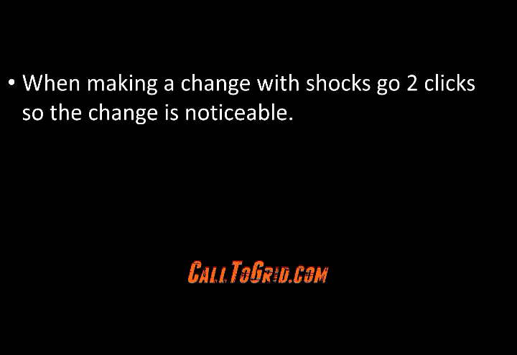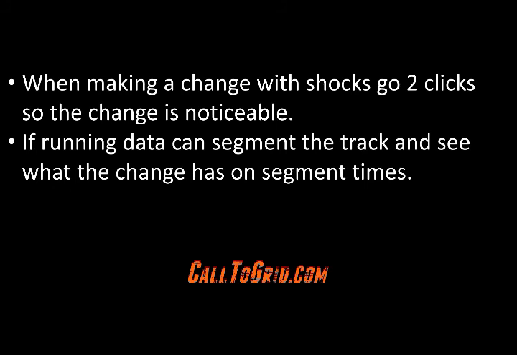When making a change with shocks, go 2 clicks so the change is noticeable. Going 1 click, the change may not be noticeable. If you saw an improvement, go 2 more clicks. Continue until the change is worse, then back off 1 click. If running data, you can segment out the track and notice where you see improvements or where the change made things worse. If you are not running data, you can still feel the difference in your seat and hands and engine RPMs on exit, and obviously in your lap times.